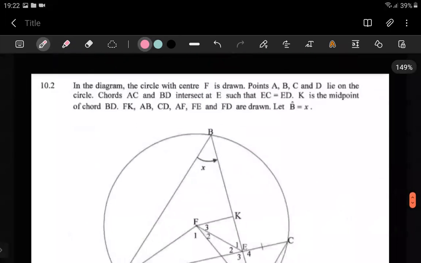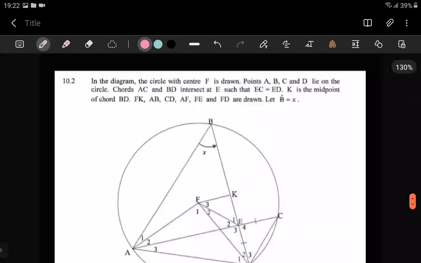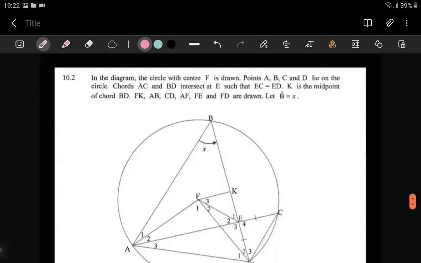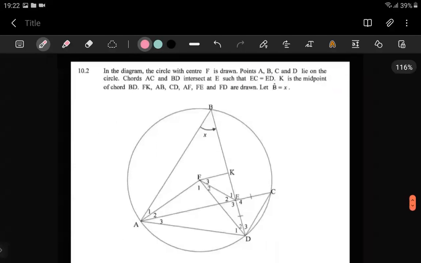So it says here in the diagram, right? And our description, whatever we do, as said many times already, we read it, we look at the sketch. So it says here in the diagram, the circle with center F. Let's see here, we have a diagram and we have a circle, right? And in the center here, we have F. So there you go.